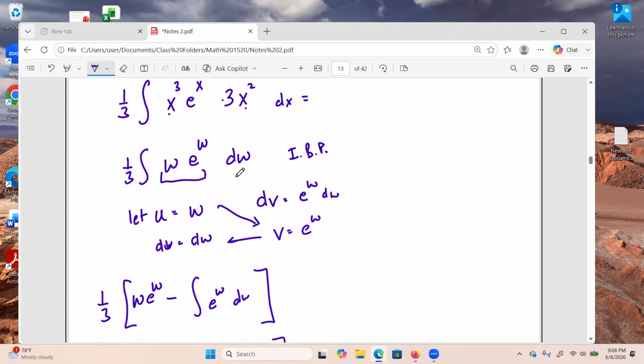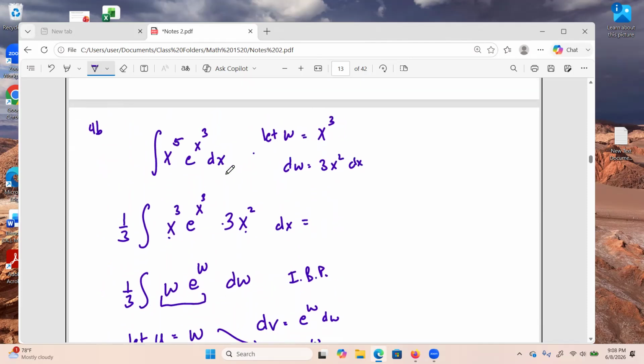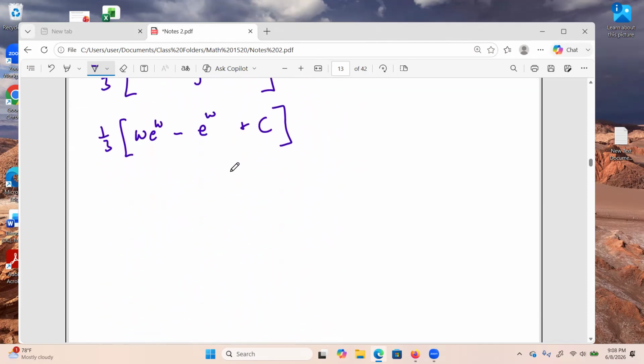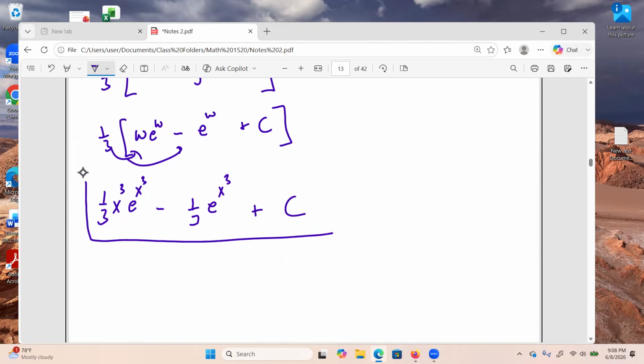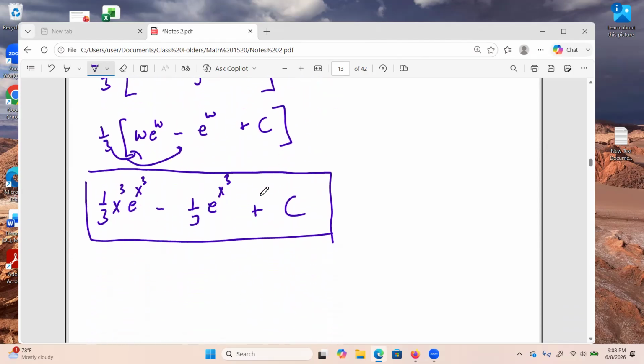What the heck was W? Well, going all the way back up here, W was x cubed. So we're going to change everything back into x cubed. So we have 1/3 x cubed e to the x cubed minus 1/3, because we're distributing this 1/3 to everybody, minus 1/3 e to the x cubed plus C. That there is the integration of that x to the fifth e to the x cubed. So there's a little bit of a trick with it.